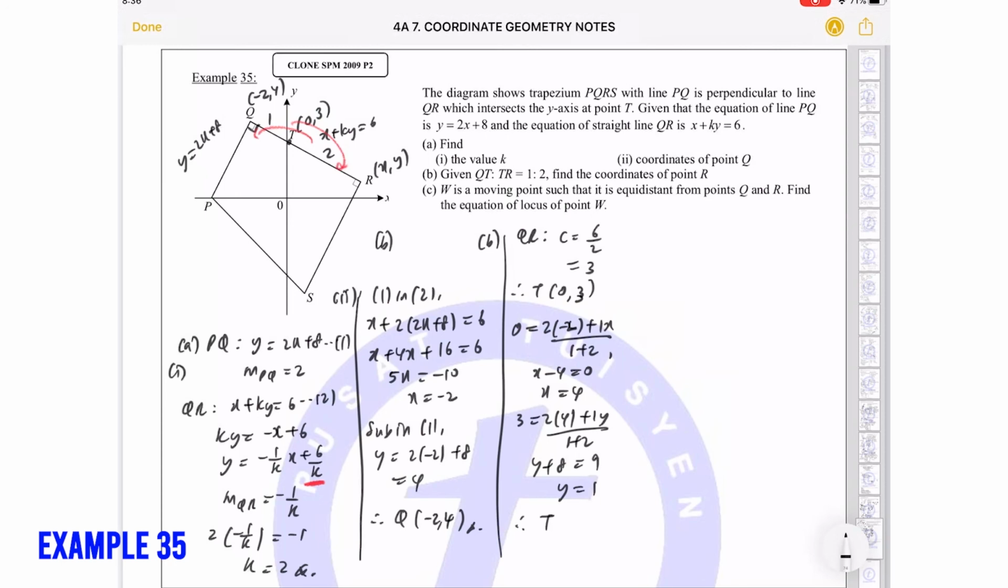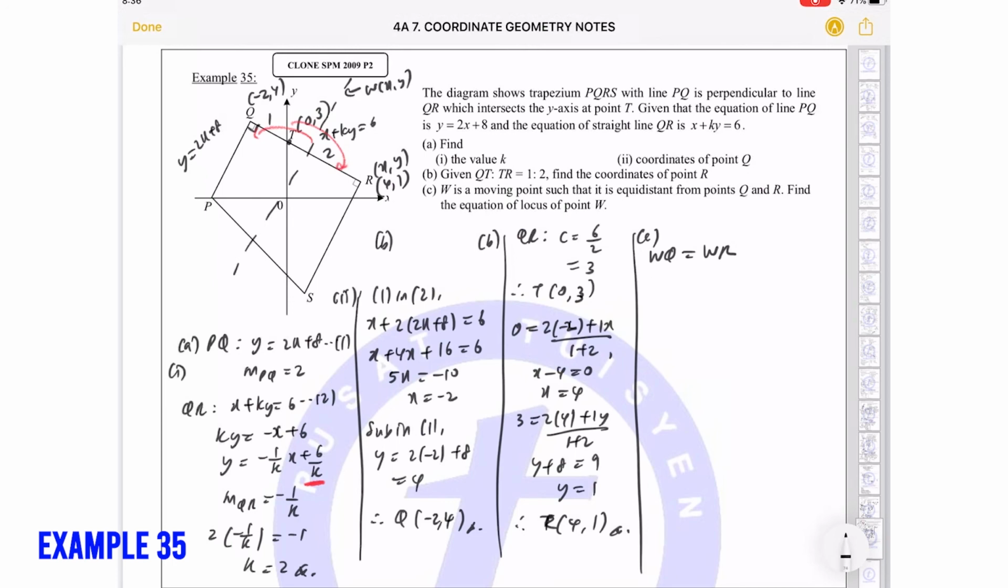Therefore, coordinate point R is (4, 1). Okay? Alright, last part. W is a moving point such that it's equidistant from Q and R. So if it's equidistant from Q and R, we can use equation of locus here. WQ equals WR. Remember, we already have R, which is (4, 1), and W is a moving point. Actually, it's a perpendicular bisector.